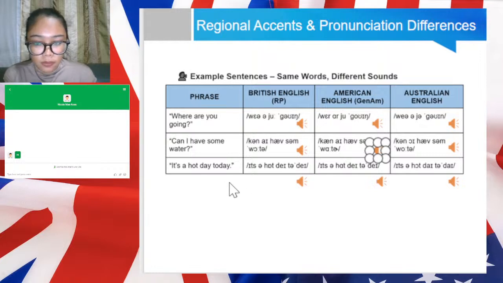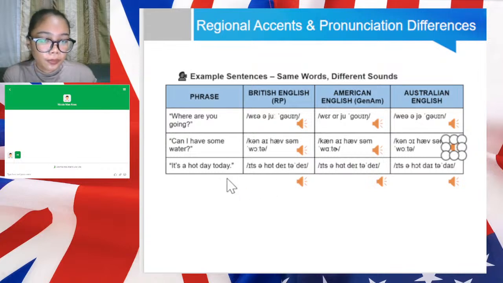Can I have some water? One last time. Can I have some water? That's American English. Next is Australian English. Can I have some water?